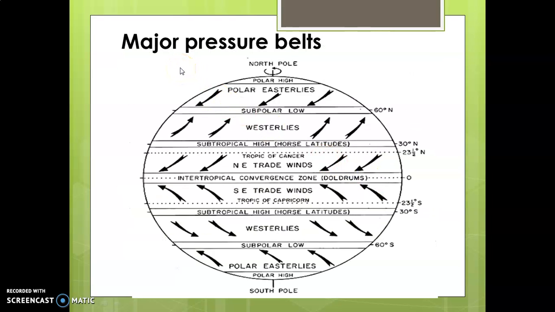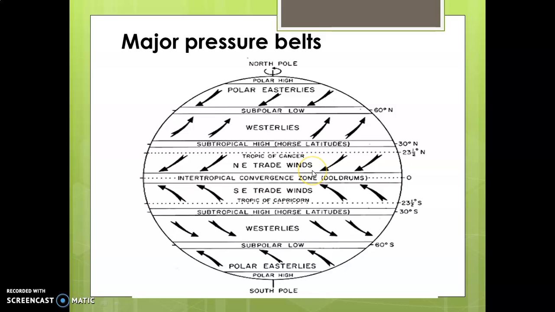Next part is major pressure belts. There are 4 major pressure belts. The first is the intertropical convergence zone, we can say equatorial. This belt is the equatorial low pressure belt, which is also called doldrums. Doldrum stands for calm belt. Here there is an absence of wind, a lack of wind, so that's why this belt is called calm.